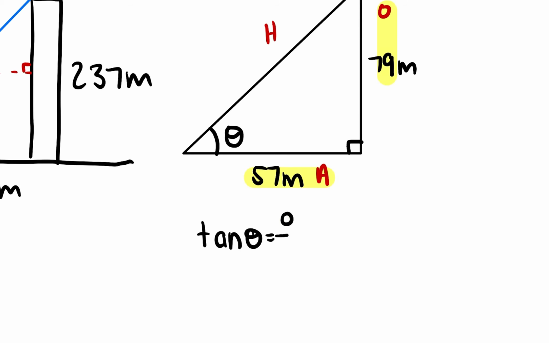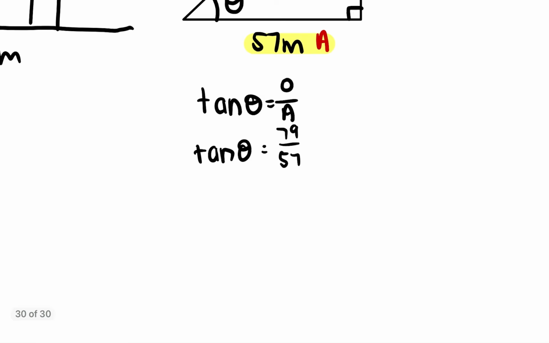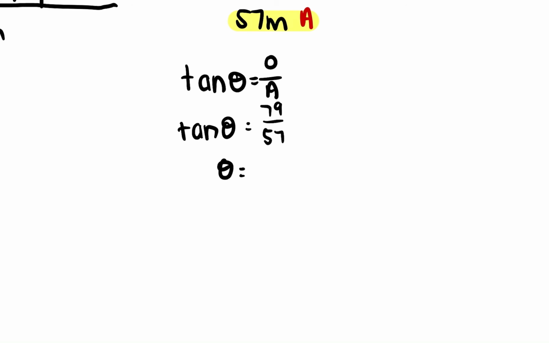So write the ratio for a start and then we can substitute in what we know. So we still don't know the angle. That's what we're going to be finding. Okay, our O is 79 and our A is 57. So from here, we're now going to need to use our inverse tan. So we're going to write theta equals tan inverse of 79 over 57.